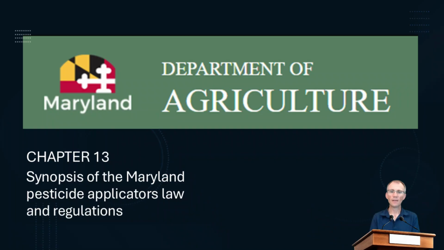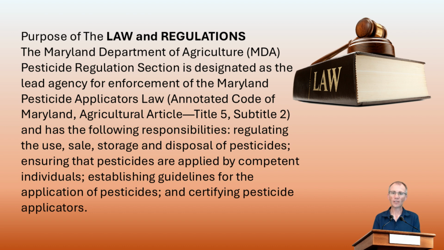Maryland Department of Agriculture, Chapter 13, Synopsis of the Maryland Pesticide Applicators Law and Regulations. Let's talk about the purpose of the law and regulations. The Maryland Department of Agriculture, MDA, Pesticide Regulation Section is designated as the lead agency for enforcement of the Maryland Pesticide Applicators Law, Annotated Code of Maryland, Agricultural Article Title V, Subtitle II, and has the following responsibilities: regulating the use, sale, storage, and disposal of pesticides, ensuring that pesticides are applied by competent individuals, establishing guidelines for the application of pesticides, and certifying pesticide applicators.